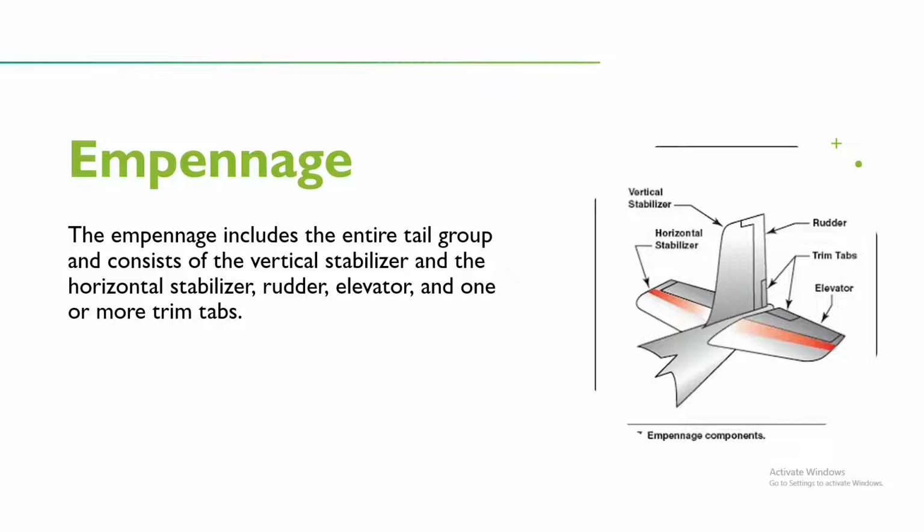Trim tabs are small movable portions of the trailing edge of the control surface. These movable trim tabs are controlled by the pilot to reduce control pressures during flight. Trim tabs may be installed on the ailerons, the rudder, and/or the elevator.